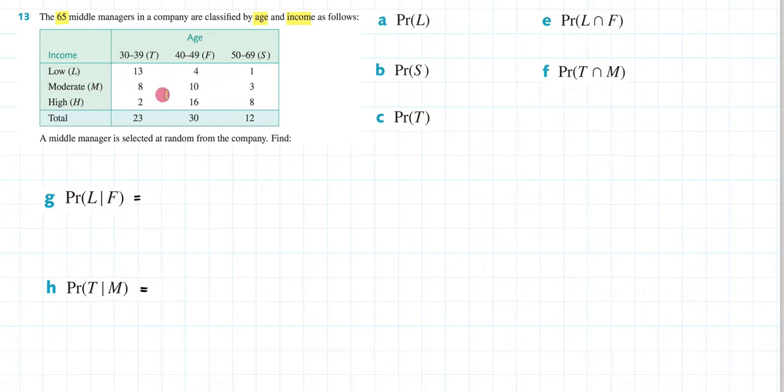Immediately when I look at this table, I realize that they've told me that they've classified 65 middle managers, but they haven't written that down. They haven't told me that there's 65 here. So if I go 23 plus 30 plus 12, that's 65. And they also haven't added up how many low and how many moderate and how many high income people I have. So I'm going to do that myself.